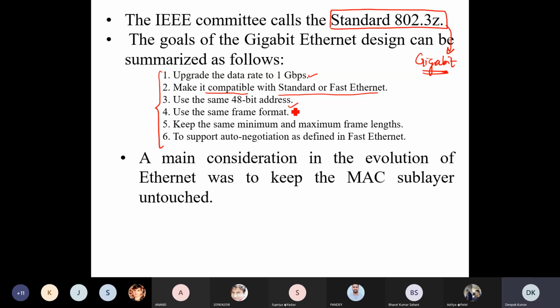And rest, the 48-bit source address and destination address, same frame format that the standard Ethernet uses. Keep the same minimum and maximum frame length, that is 46 and 1500 bytes minimum and maximum. This is the frame length. To support auto negotiation as defined in the first step. Everything will be the same, only the physical layer changes.